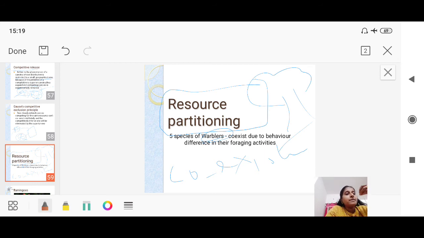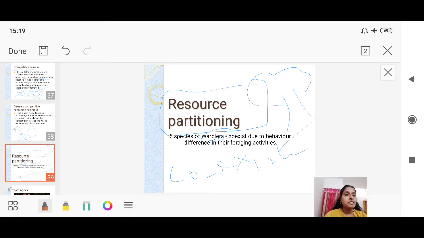Food eating habits. Their beaks and all got modified, and behavioral differences were made, so that in that one particular tree, instead of the 5 species competing for one fruit only, some were having leaves, some seeds, some fruits, some the roots. So they were happy with what? They modified their behavior, and there was resource partitioning.